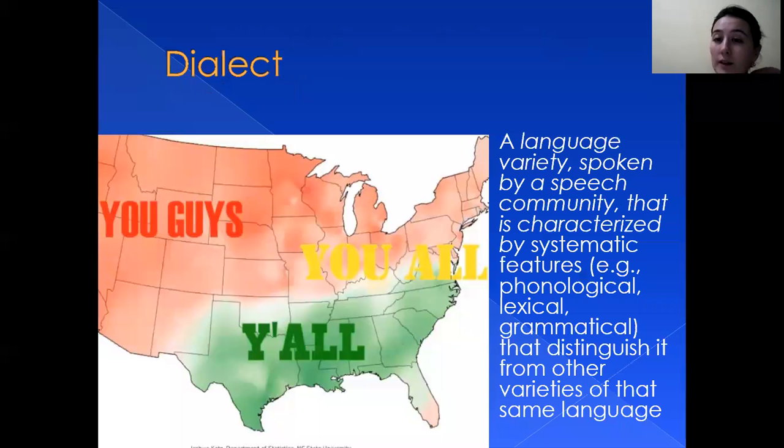So dialect is a language variety spoken by a speech community that is characterized by systematic features, phonological, lexical, grammatical, that distinguish it from other varieties of the same language. So dialect, this is one and the same language, spoken differently in different regions of this country.